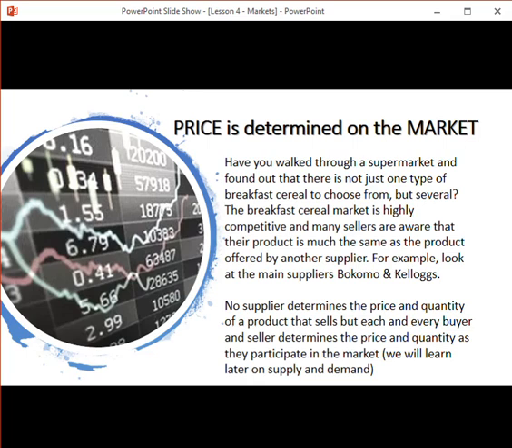So how do you choose? Well, it can be that you really like the taste of one or the other, but most consumers make their choice based on price. So how do they determine the price? Here we can see there's no supplier that determines the price and the quantity of a product that sells, but each and every buyer and seller determines the price and quantity as they participate.